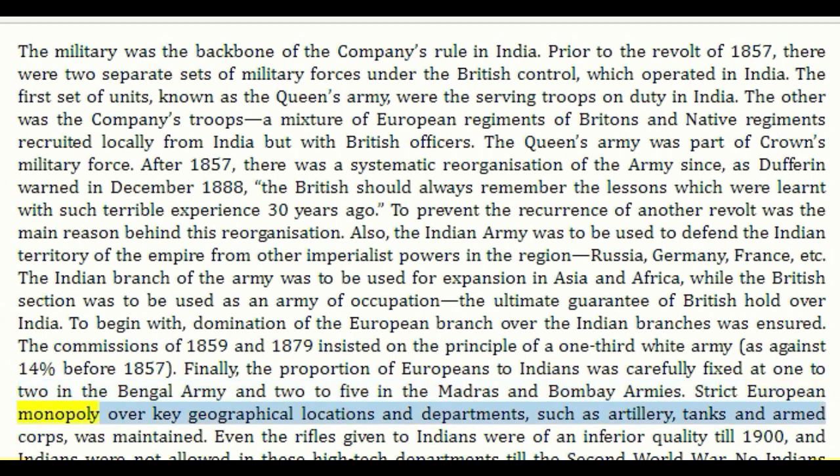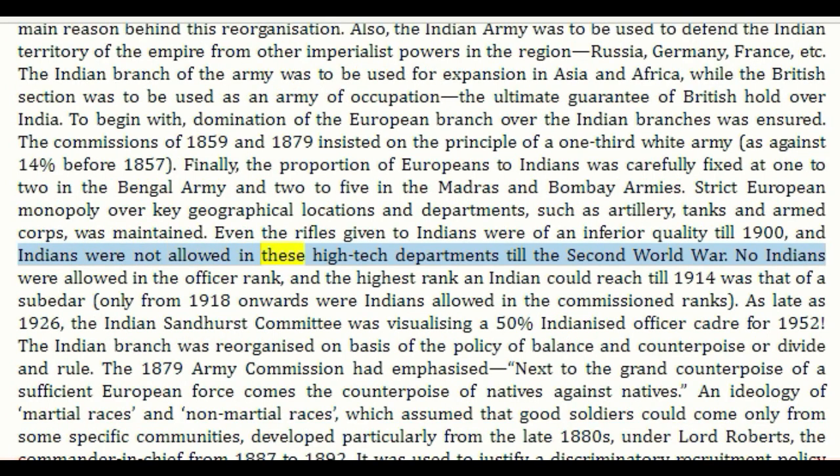Strict European monopoly over key geographical locations and departments, such as artillery, tanks and armed corps, was maintained. Even the rifles given to Indians were of an inferior quality till 1900, and Indians were not allowed in these high-tech departments till the Second World War.